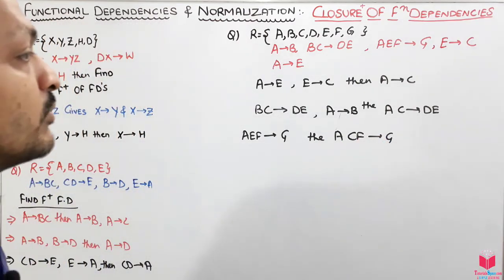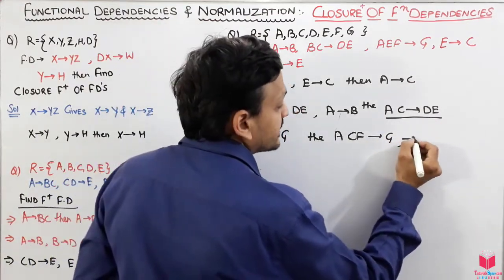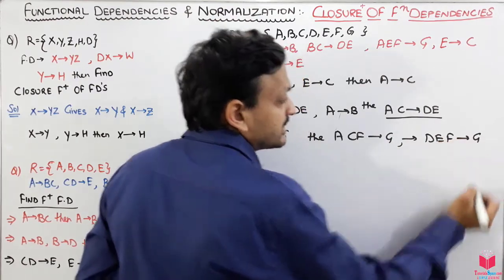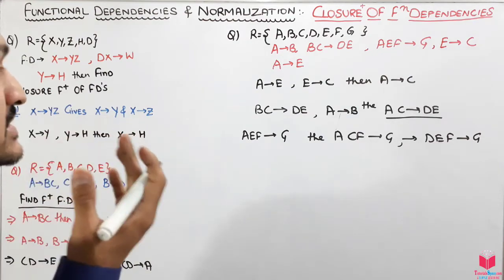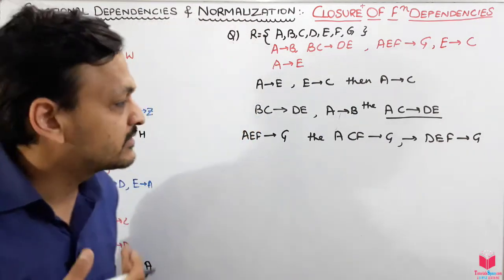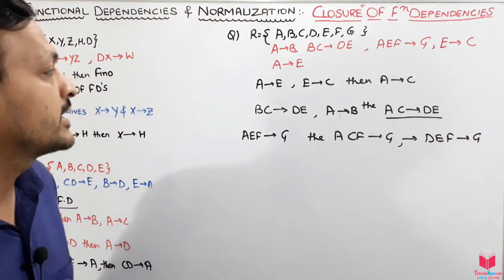Okay, is there any combination? Yes, there is another combination from this. We can say that D, E, F also gives G. Okay, so there are different combinations, but we have to see and carefully find that combination of functional dependencies. After that, we can make the other dependencies as well. Okay, so this is all about how we can find the closure.